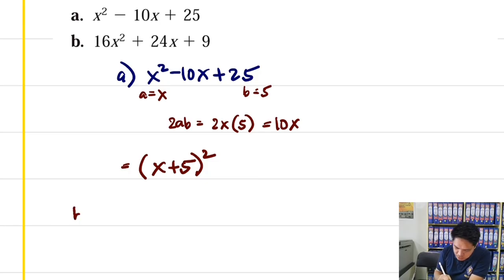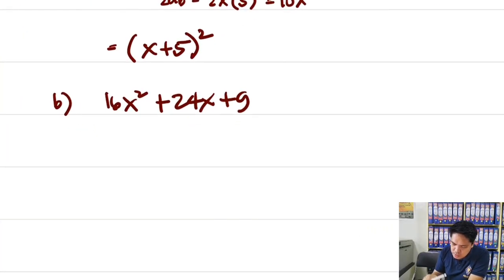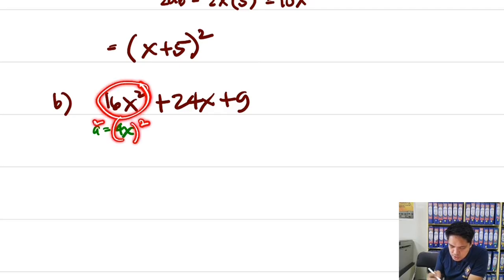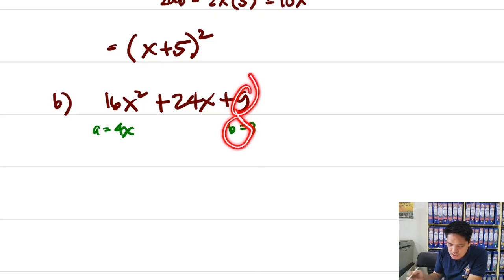For letter B, you have 16x squared plus 24x plus 9. So in this problem, ano yung a natin? Ang a squared is 16x squared. So therefore, ang a natin is 4x. Diba? If you square this, the result is 16x squared. And our b here is 3 because the square of 3 is 9.